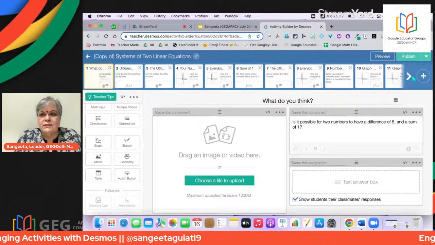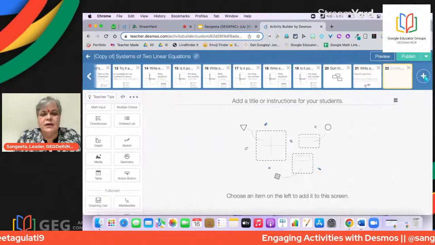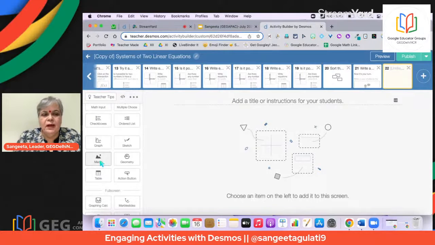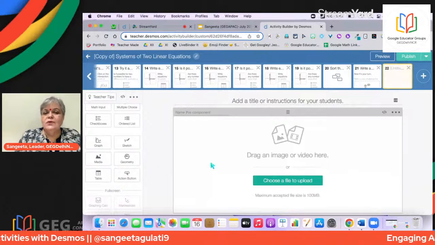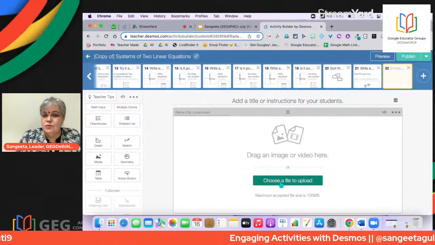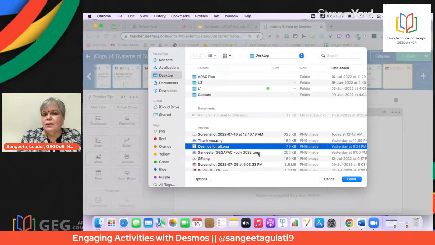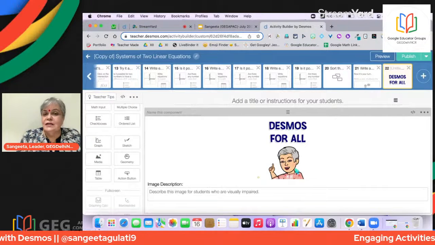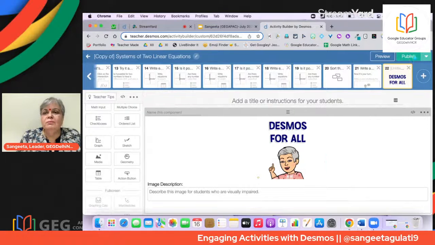So maybe let's come back to right at the end and then add a page. And I want it to be media. So at the end, perhaps I want to add media, which could be just an image. If I've added a media page, this is what it would look like. I can choose a file to upload. So I can find the image that I had used earlier. I'm just choosing to use that. Desmos for all. That could be an image that you have added in, and you can publish.